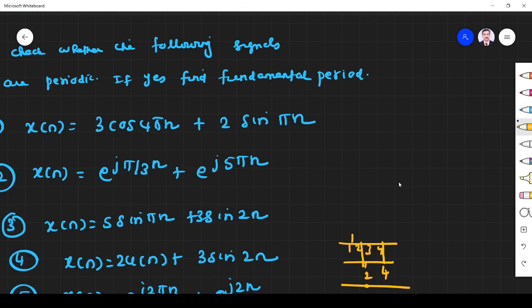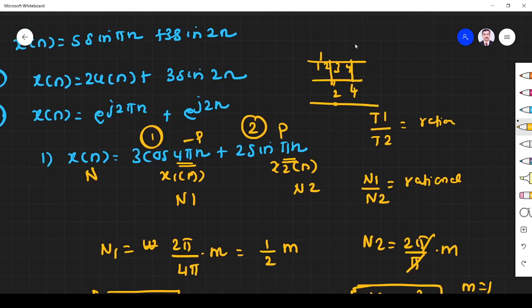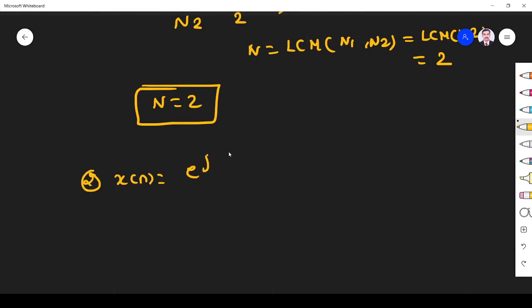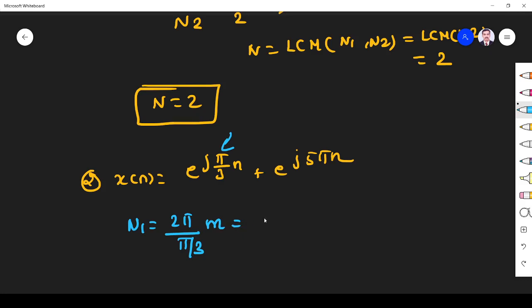Now the next question. The second question is x of n is equal to e power j pi by 3 n plus e power j 5 pi n. Same logic. First we have to find n1. n1 is equal to 2 pi by omega. This is my omega, so pi by 3 into m. This indicates pi cancels, 6 m.